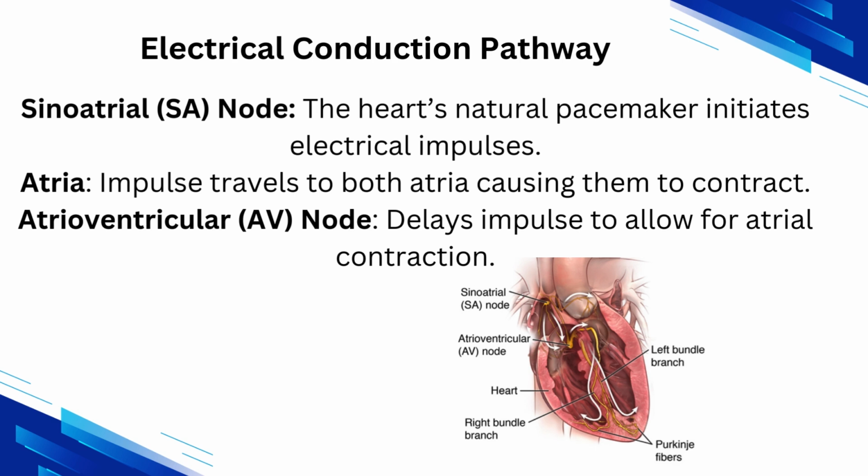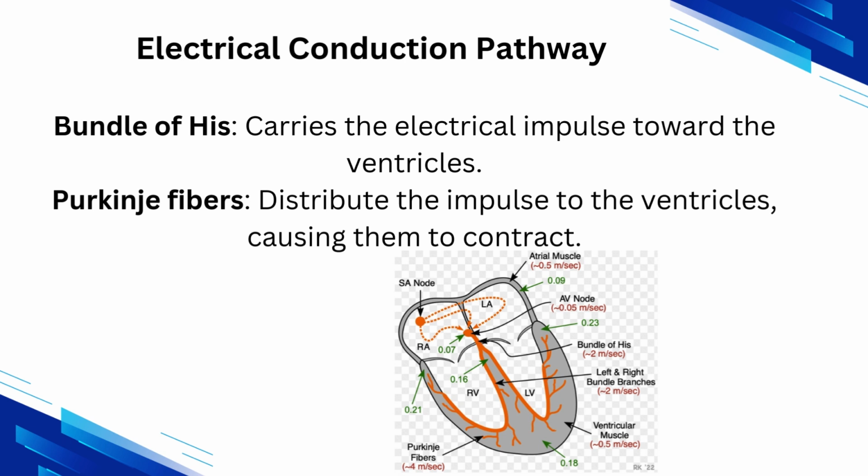Sinoatrial, SA, node: the heart's natural pacemaker initiates electrical impulses. Atria: the impulse travels to both atria, causing them to contract. Atrioventricular, AV, node: delays the impulse to allow for atrial contraction. Bundle of His: carries the electrical impulse toward the ventricles. Purkinje fibers distribute the impulse to the ventricles, causing them to contract.